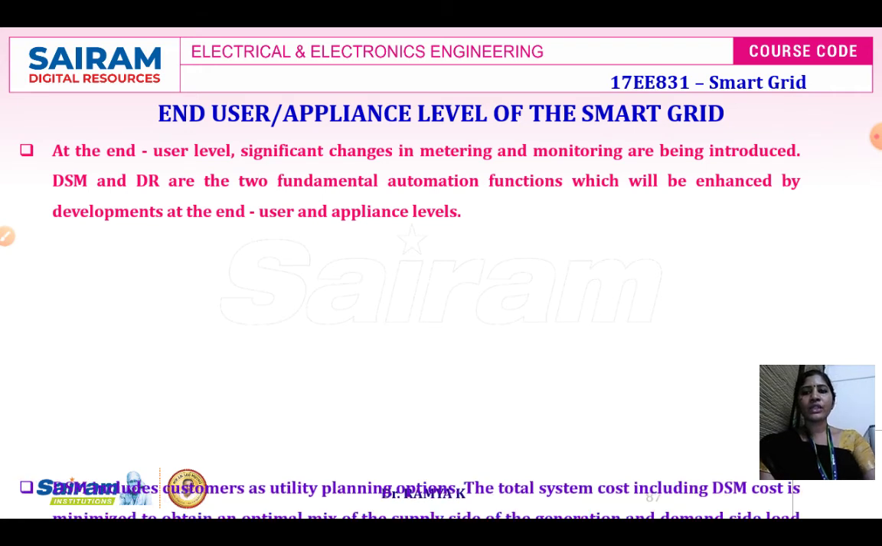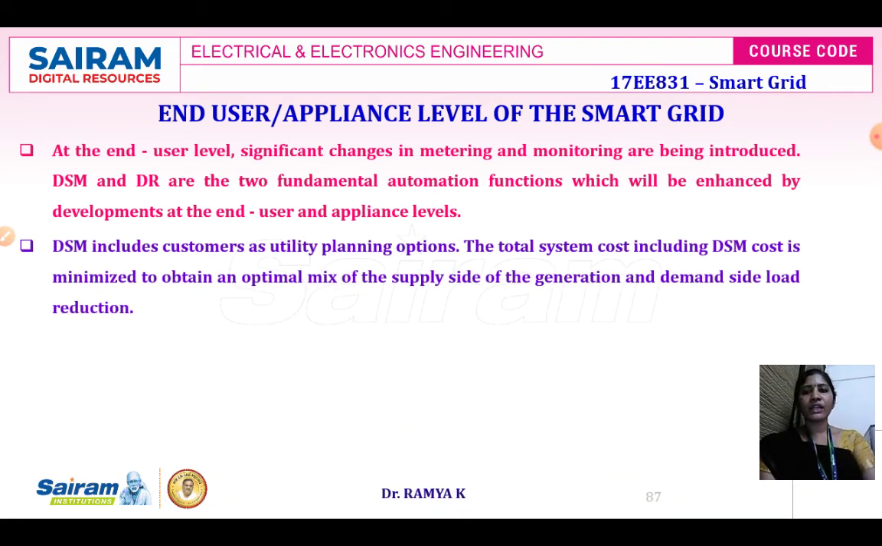At the end user level, there are significant changes. For the end user appliances of your smart grid, we need to focus on the metering part and the monitoring part. So both have to be introduced at metering and monitoring. DSM and DR are the two fundamental automation functions which will be enhanced by development at the end user level and at the appliances level.